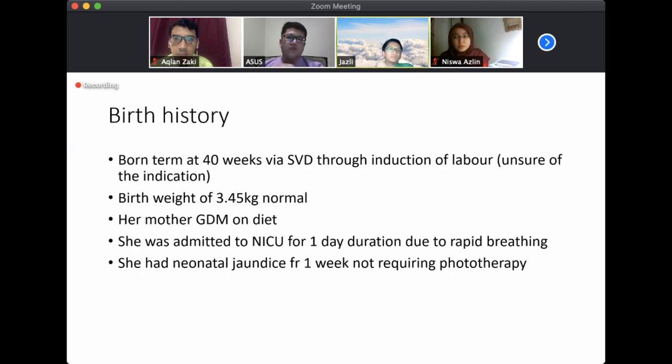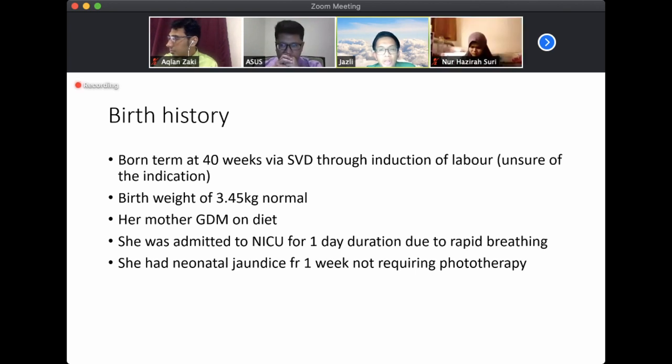So the patient was born term at 40 weeks via spontaneous vaginal delivery through induction of labor. But based on the case write-up, it was unsure why the mother had induction of labor. The birth weight is 3.5 kilogram, normal. The mother had history of GDM on diet. The child was admitted to NICU for 1 day due to history of rapid breathing. She had neonatal jaundice for 1 week, which did not require any phototherapy.